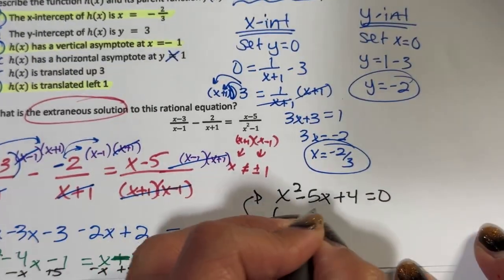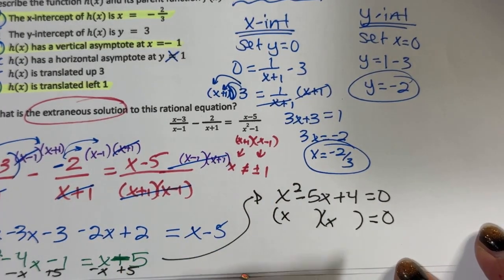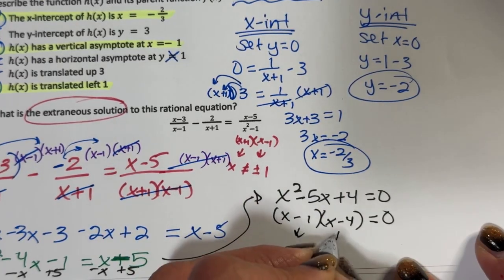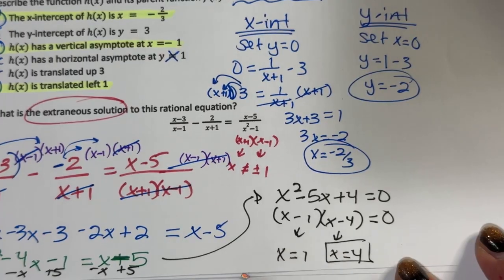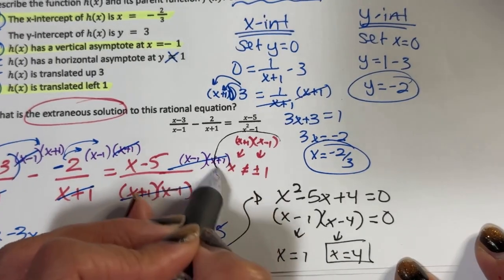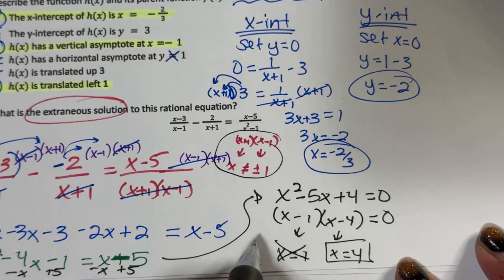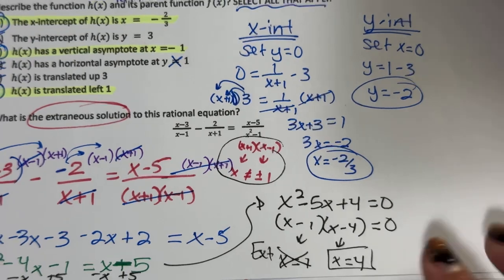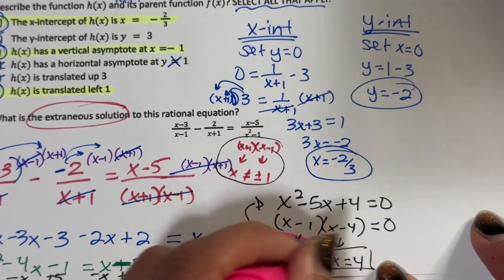Let's product-sum it to factor it to solve. Two numbers that multiply to 4 that add up to -5. It's got to be -1, -4. And we're going to get x equals 1 and x equals 4. So this one is the actual solution because the restriction is that x cannot equal a positive or a -1. So x equals 1, that is our extraneous solution, but that is the solution that it wanted. That is the droid it's looking for. So this is the correct answer.